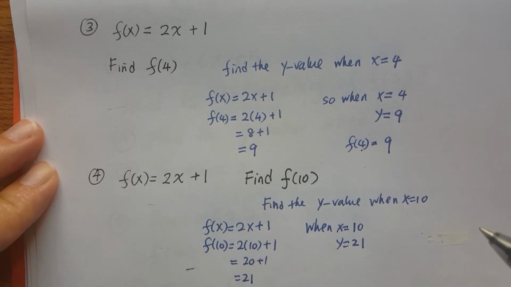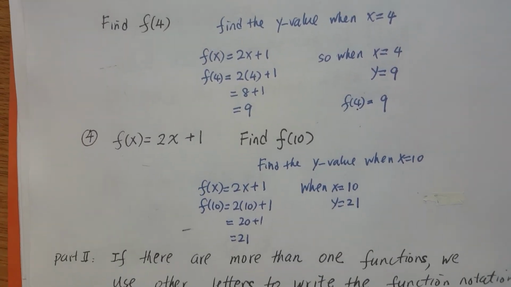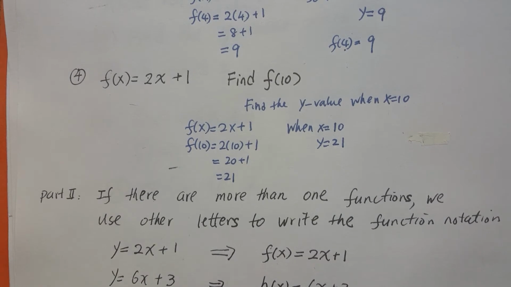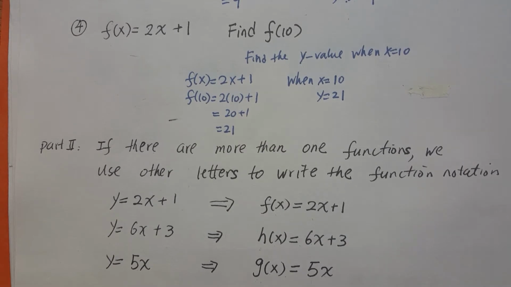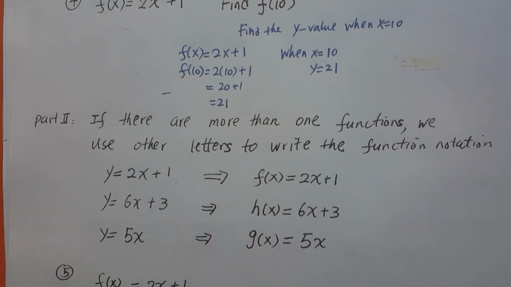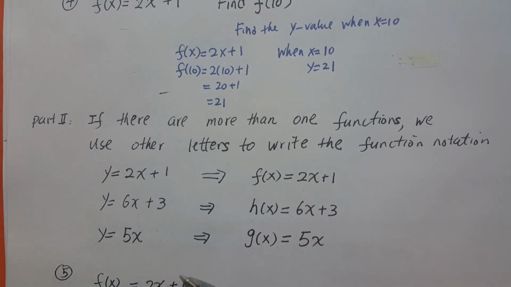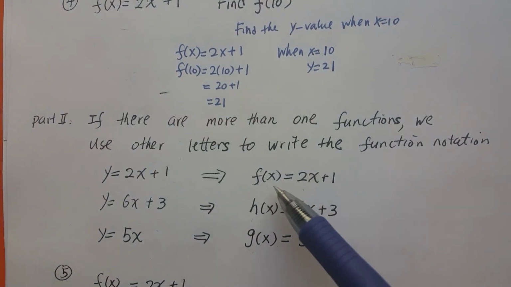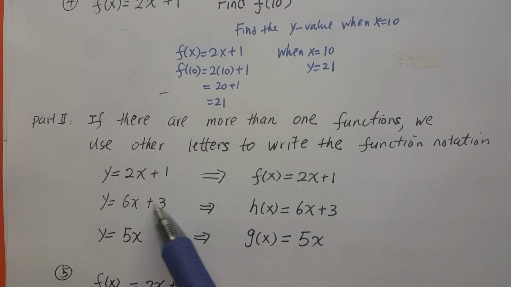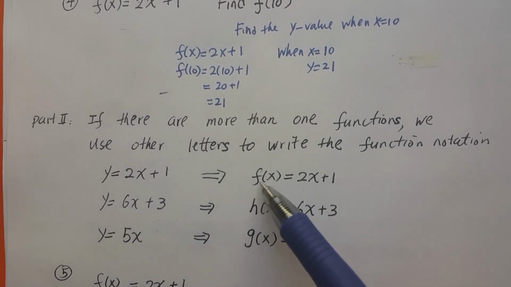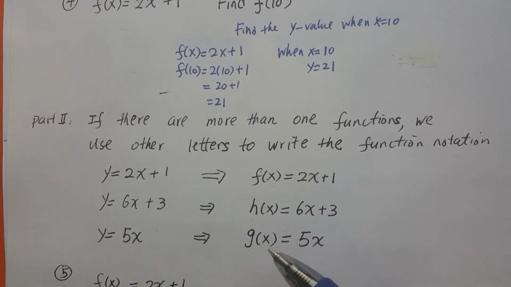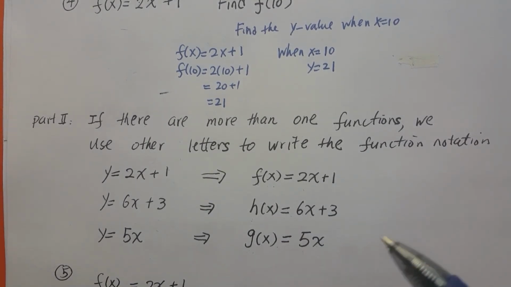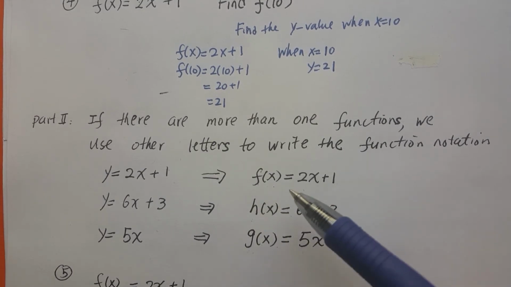Now, let's go to the next part. If there is more than one function, we use other letters to write the function notation. There are 3 functions over here. The first one, I use f(x), so I write f(x) = x + 1. Then the second equation, I cannot have the same name, just like you cannot call 3 kids in the same family the same name. That would be too confusing. So therefore, we had to use 3 different letters.